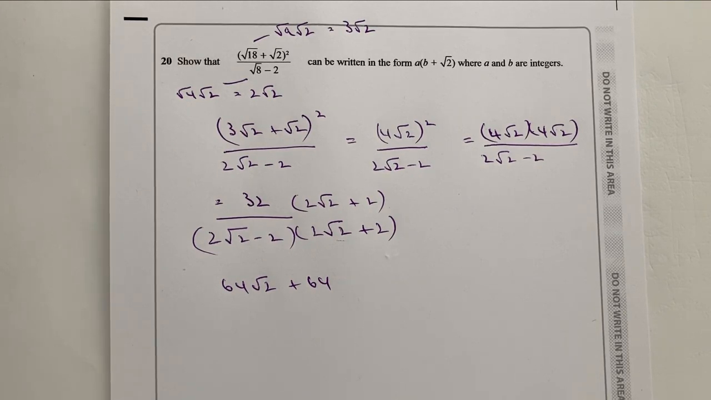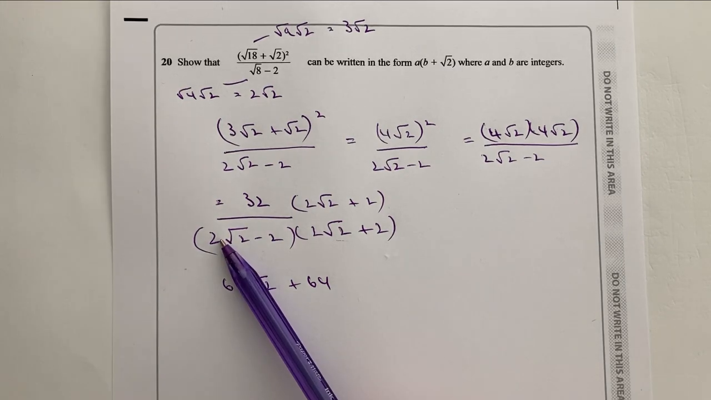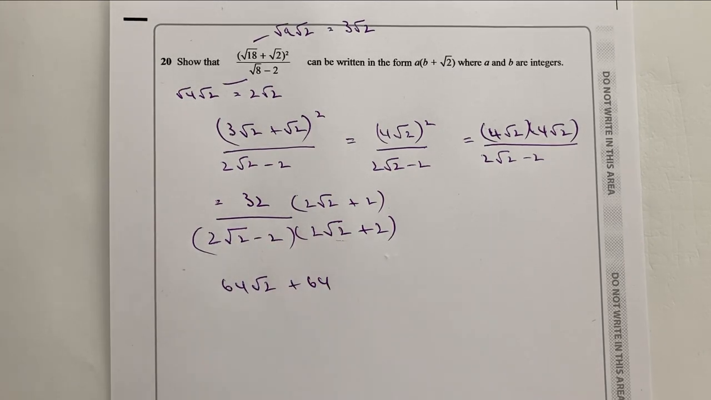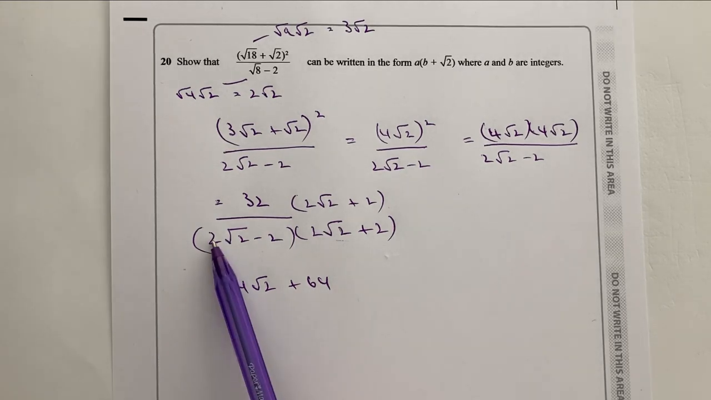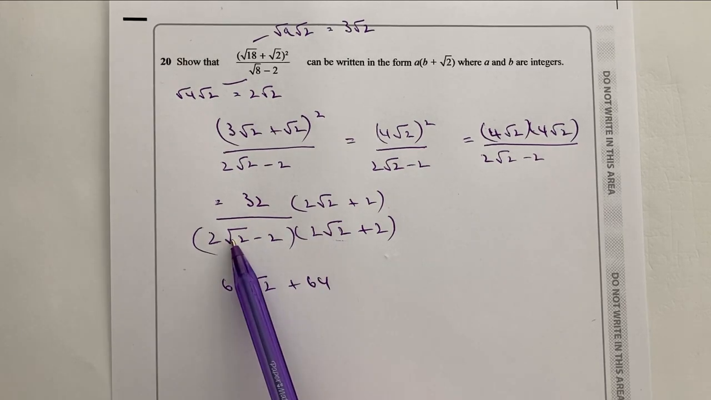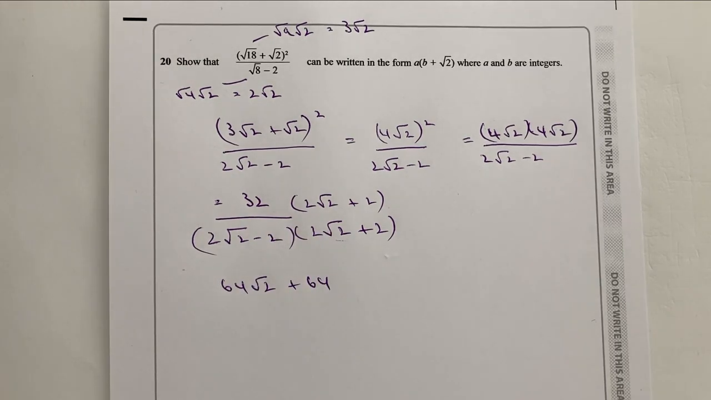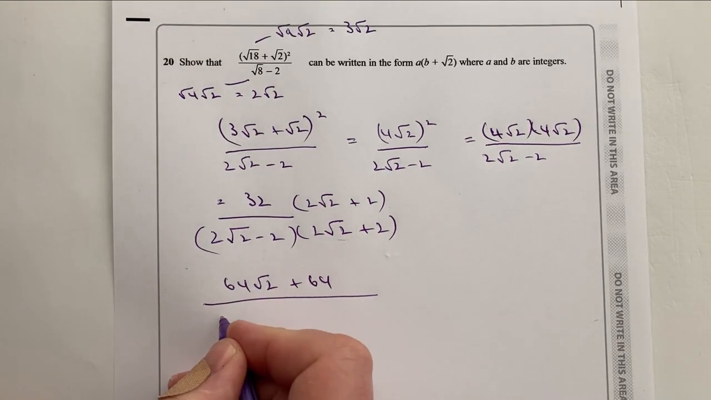Okay, so the bottom I've got 2 root 2 times 2 root 2. Well, that's going to be 2 times 2 is 4, and root 2 times root 2 is 2. So it's 4 times 2, and that's going to give me 8.